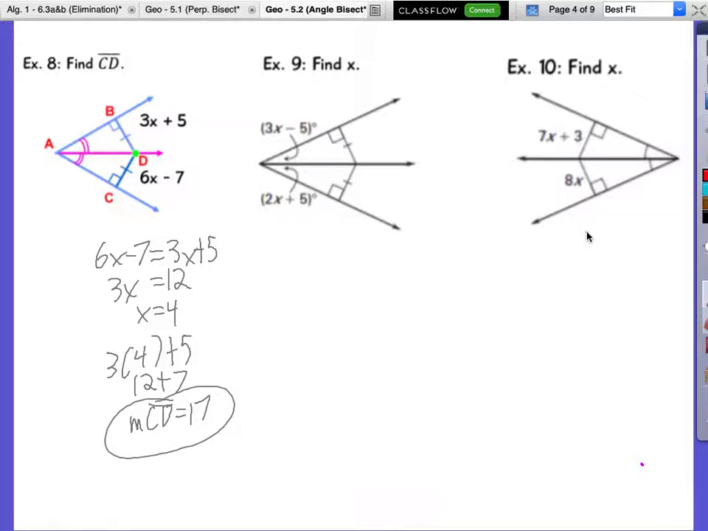So, example 9, find x. Once again, do we have a point that is equidistant from these two sides of the angle? Yes. So the point must lie on the bisector. So what do we know about these angles? They're congruent, equal in measure. Okay. Set up the equation and solve. Can you tell me that it's right? Nice. Yep, looks good to me.